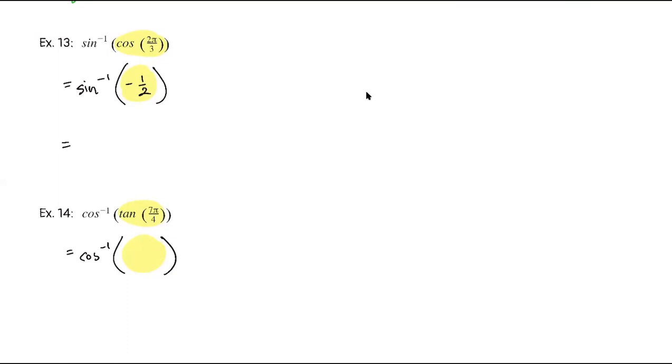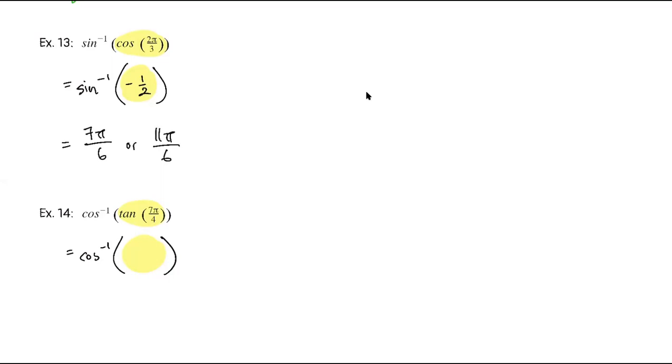So let's take a look at number 13, okay? So if we do it the method we had used before, and we took it piece by piece, then we should be able to replace cosine of 2 pi over 3 with a negative 1 half, okay? And so now we need to find out where on the unit circle, what angle has a y value of negative 1 half. And so if we look at our unit circle, we'll find that it's at 7 pi over 6 or 11 pi over 6, okay?